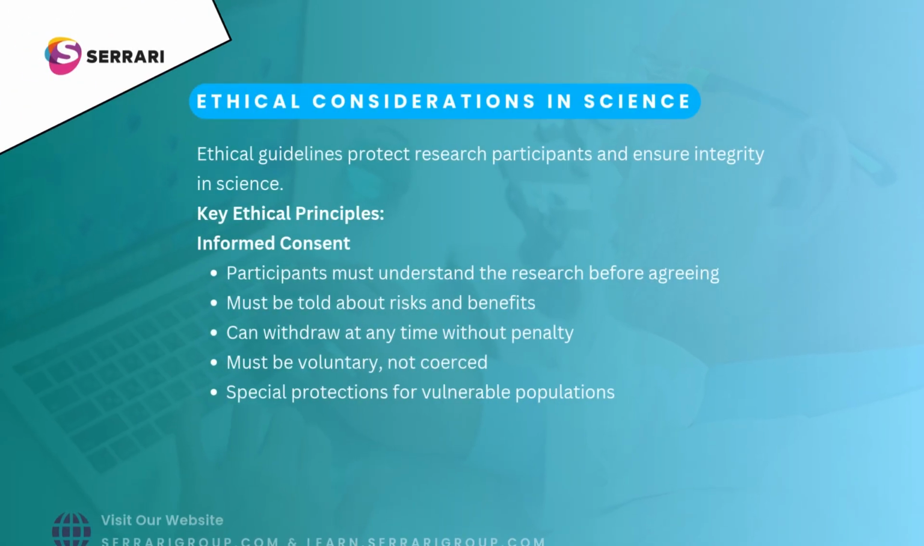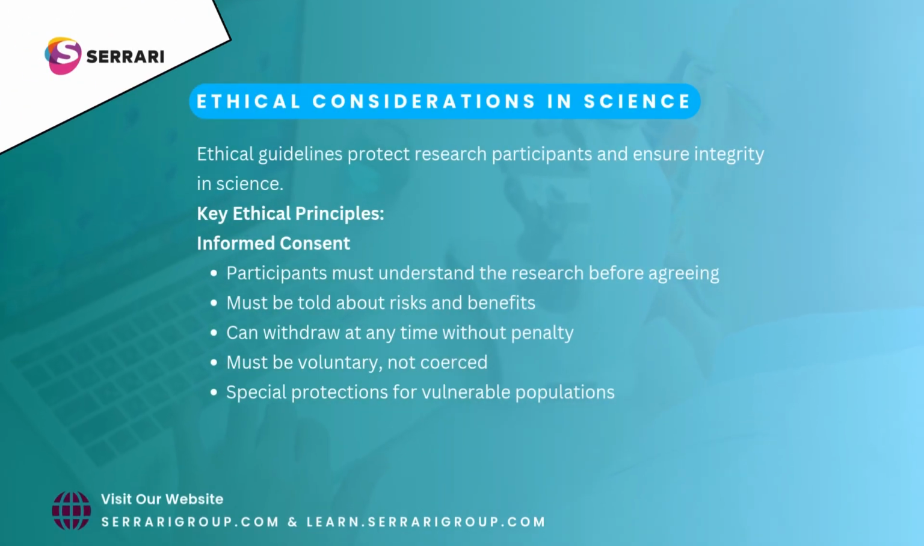Ethical considerations in science. Ethical guidelines protect research participants and ensure integrity in science. Key ethical principles. Informed consent. Participants must understand the research before agreeing. Must be told about risks and benefits. Can withdraw at any time without penalty. Must be voluntary, not coerced. Special protections for vulnerable populations.